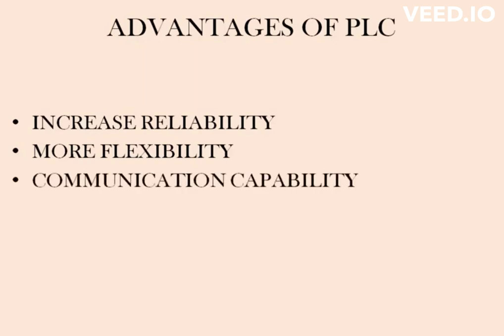The third point is communication capability. A PLC can communicate with other PLCs and other computer equipment to perform some functions. It can easily communicate with SCADA systems, HMIs, and other PLCs. It is also used for uploading and downloading of programs. Compared to the previous control systems, here the communication capability has more features.